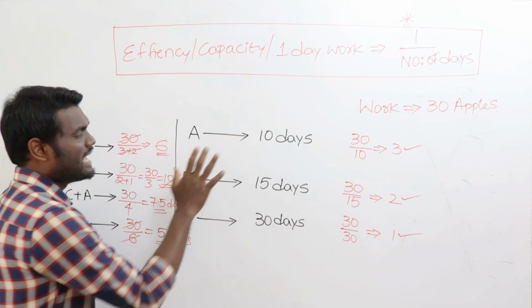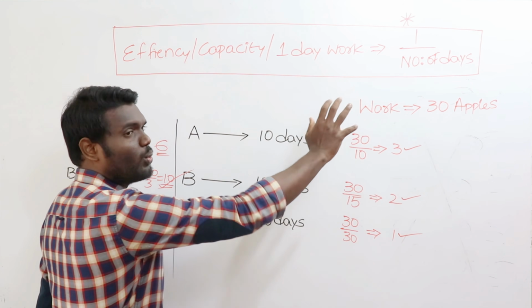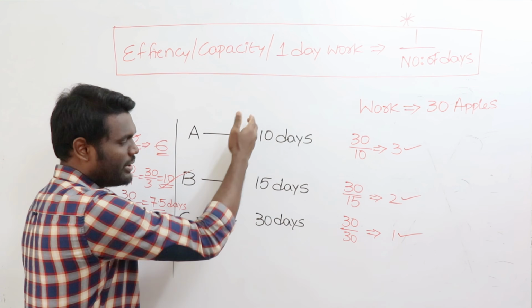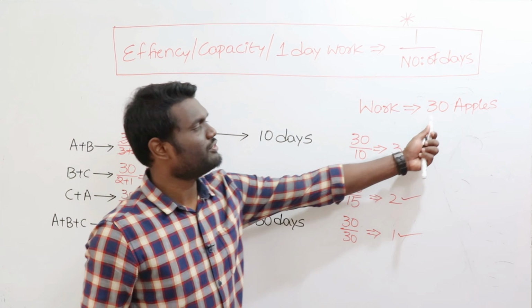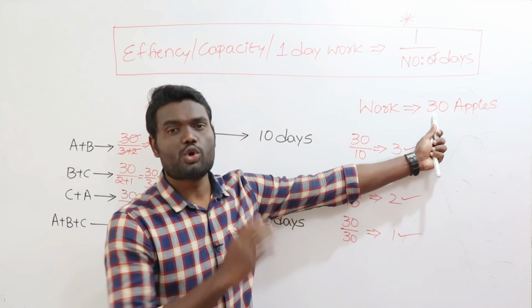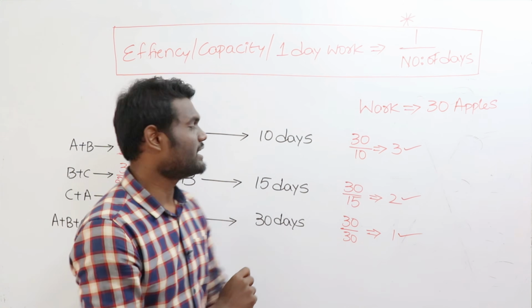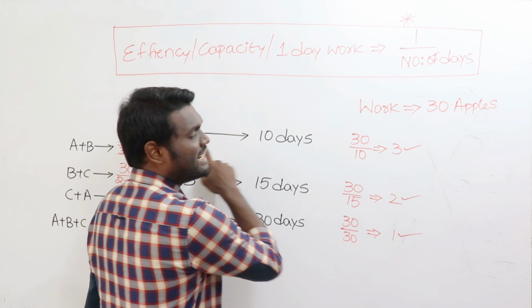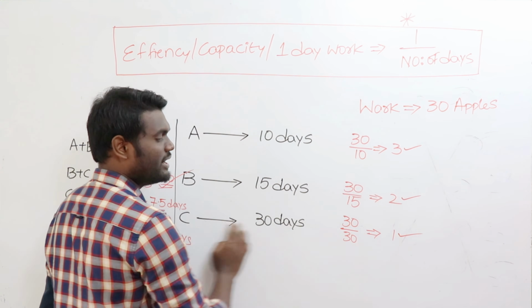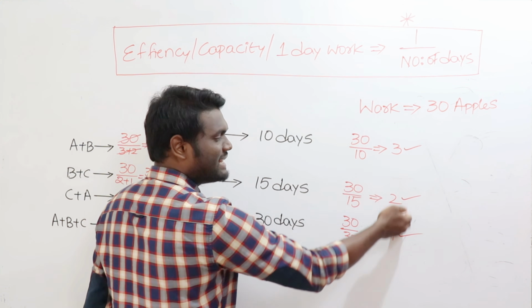Simple thing. What we have done is that we need to know what the total work is. Total work is nothing but simply the LCM of these numbers. When you take the LCM of these numbers, it is 30. Once you know the LCM of these numbers is 30, the total work is 30. If total work is 30, A is going to eat 3 apples per day, B is going to eat 2 apples per day, C is going to eat 1 apple per day. Now these are their efficiencies.